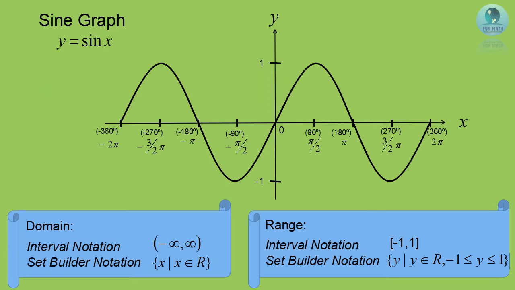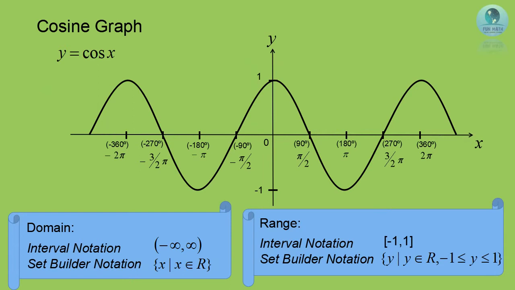This is a sine graph, which is one of the trigonometric graphs. You will learn more about this graph when you go to the topic of trigonometry. Notice it has a sine wave. The range for this graph is from -1 to 1.